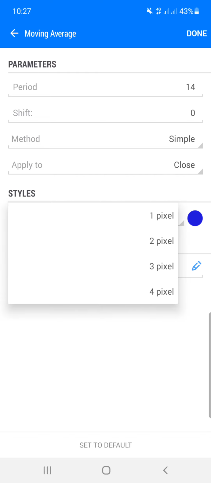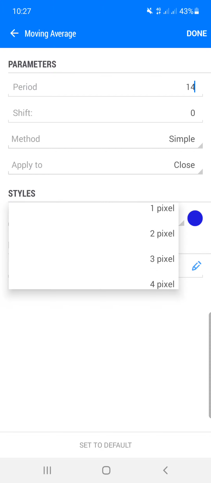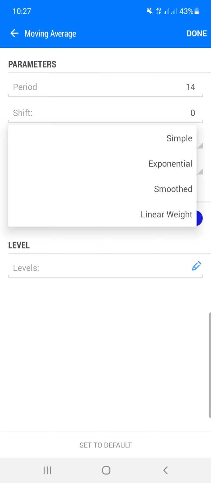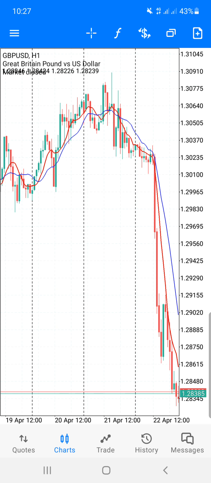Now this pixel value just represents how big the line will be. If I change it to 2, you will notice that it is smaller than the other one that we used 3 pixels for. Like I told you, we have different kinds of moving average, simple and exponential, but I'm going to make use of simple. So we click on done. Now you notice that it has reflected.